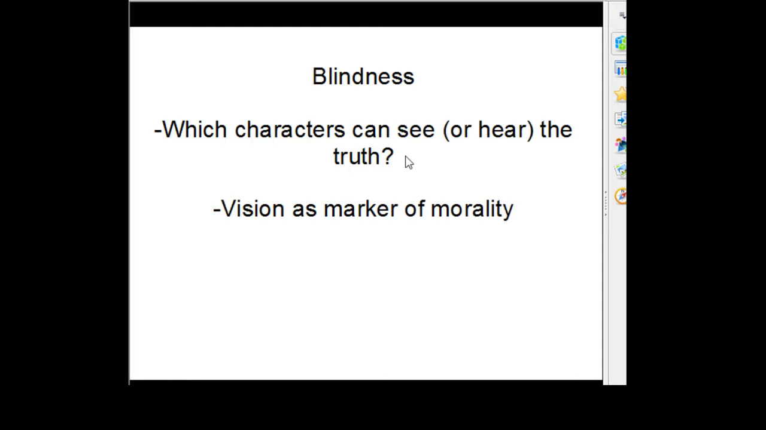Which characters can see or hear the truth? This is how we know who is moral and who isn't. Who has the vision to accurately see? And when we dive into the first scene, it will be very apparent that Kent is castigating Lear for being deeply blind to the situation.